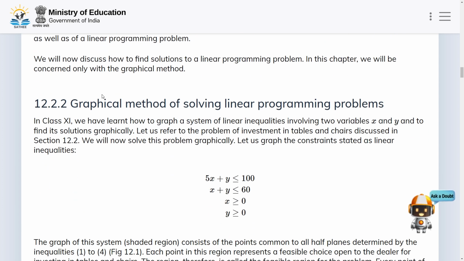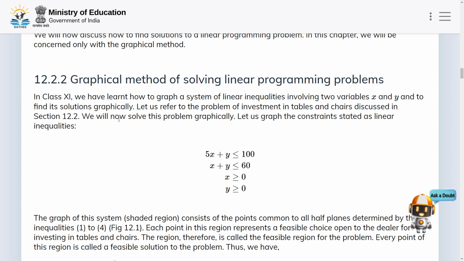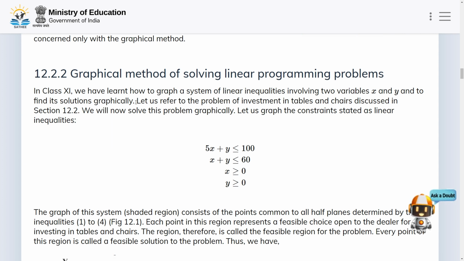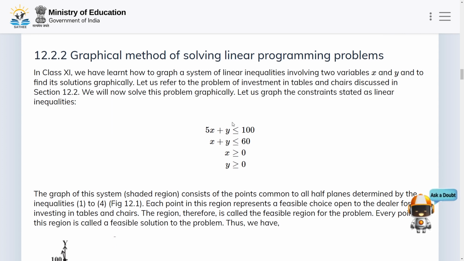Now let's see the graphical method of solving linear programming. The graphical method is quite simple. So let's see, the constraints you have are what?